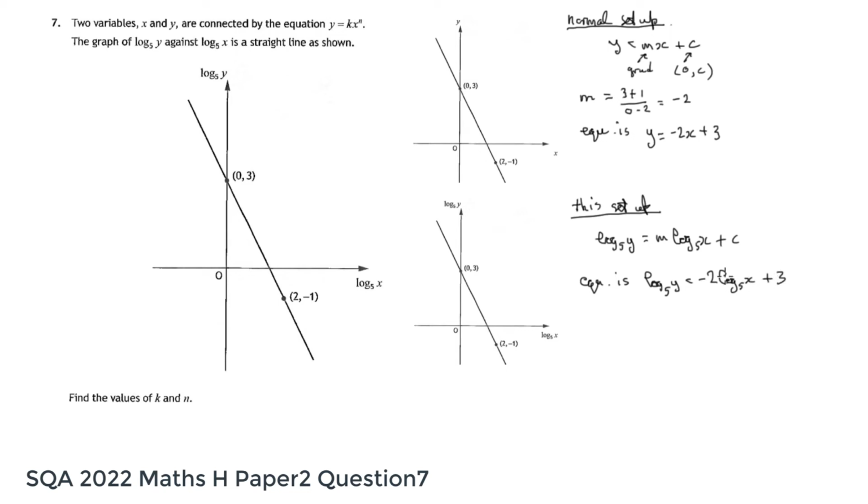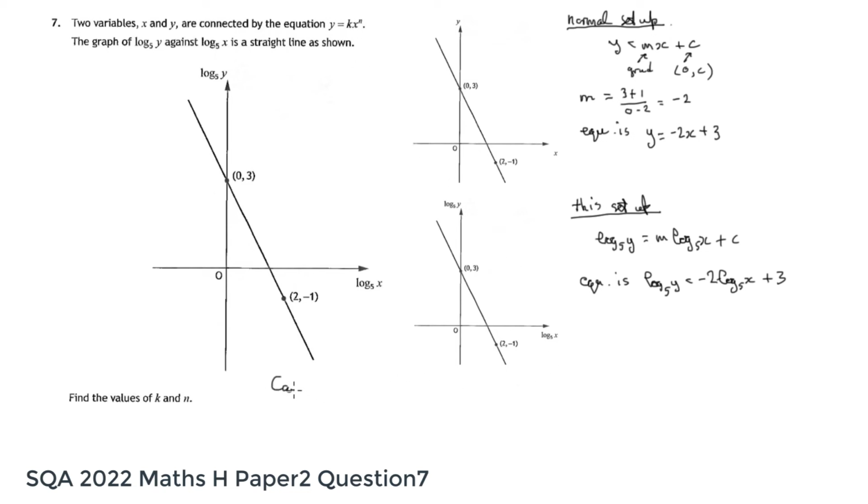We're replacing x up here with log to the base 5 of x and y up here with log to the base 5 of y, and just doing the same nonsense that we did up there. Find the gradient and we know the intercept. So we've ended up with this being our equation. Now this looks a far way away from the equation that they tell us is the relationship between y and x. So let's have a look at the equation that they've got.